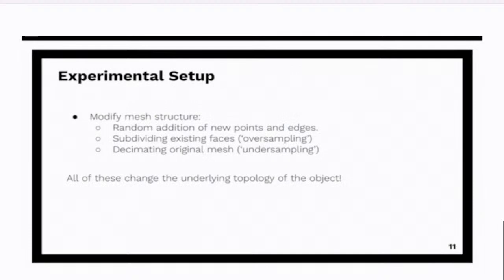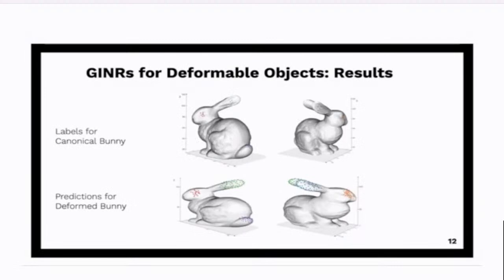Once we have these deformations, we consider additional modifications such as random addition of new points and edges, oversampling, or undersampling the resultant mesh. All of these modifications affect the underlying topology of the object. Next, we will present the results from our experiments.